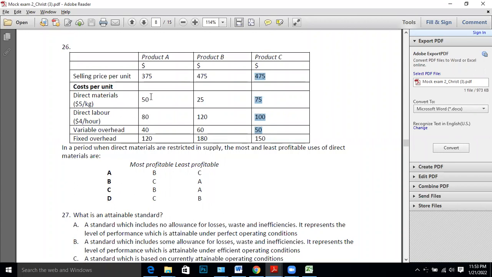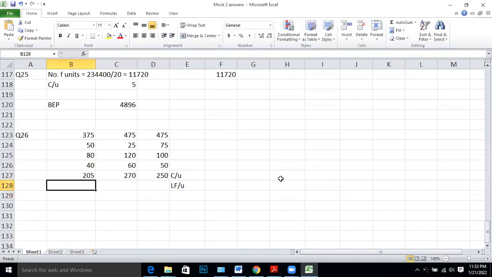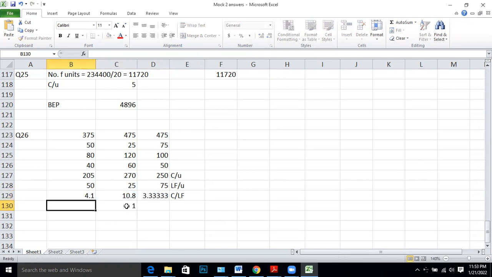Either you can divide this by 5, $50 divided by $5 per kilogram. 10 kilogram, 5 kilogram, 15 kilogram you can find, and then find the contribution per kilogram. If not, just go with the material cost itself: 50, 25, 75. That's fine. Then you need contribution per limiting factor. Rank it 1, 2, 3.